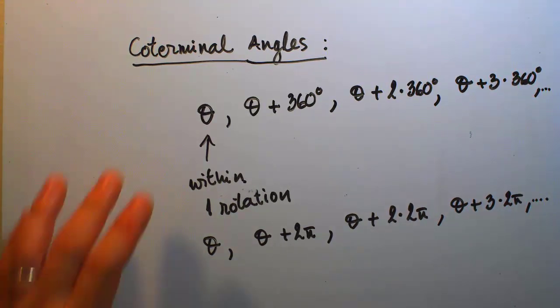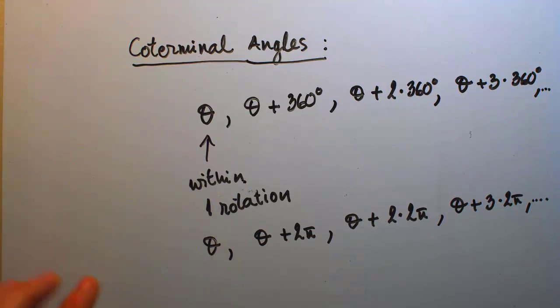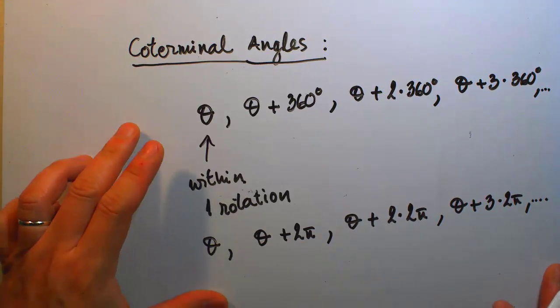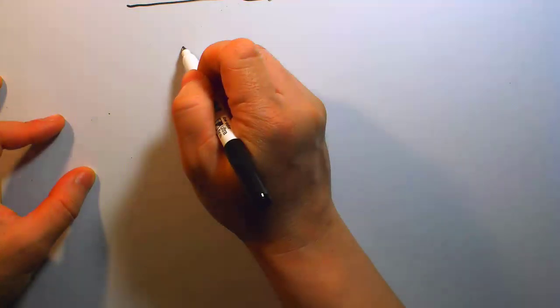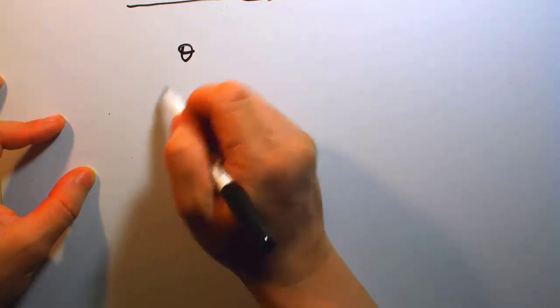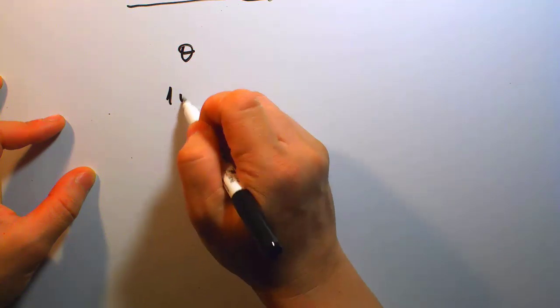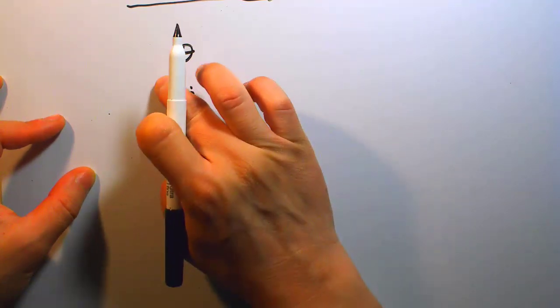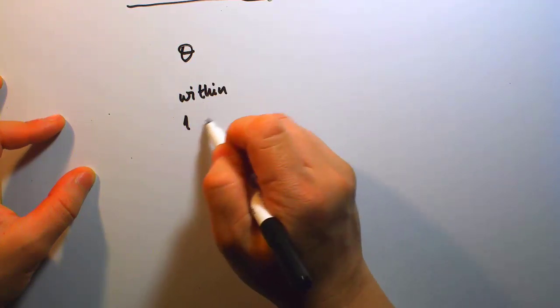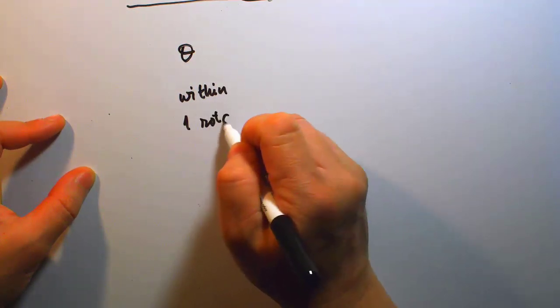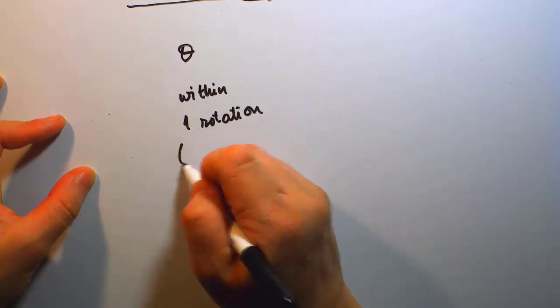So that's how coterminal angles are being related. And these are, I briefly mentioned, in the positive directions. And likewise, if your angle is being negative, so yes, still within one rotation, but this time additionally this is being negative.